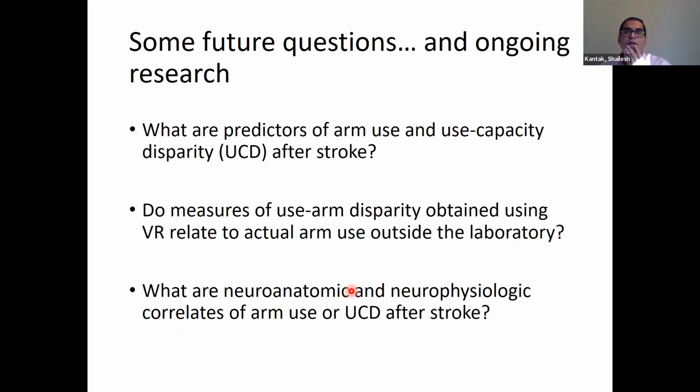Some future questions that we have are, again, as Cory and Laurel indicated, we are looking at what aspects would predict arm use. How can we use this? How can we measure this arm use disparity or use capacity disparity? And how does that relate to activities outside the lab? And finally, what are some of the neuroanatomic and neurophysiologic correlates of arm use?